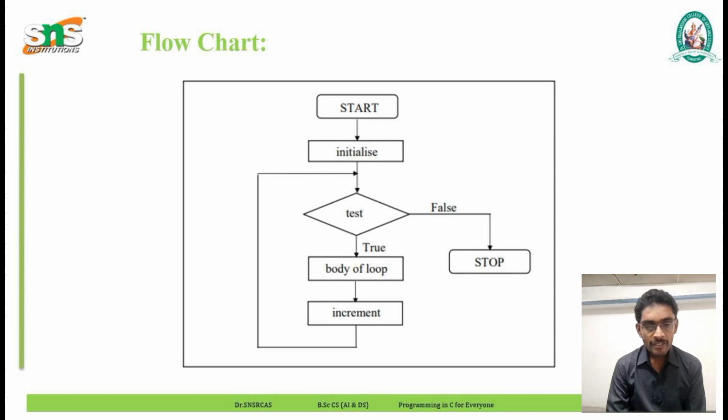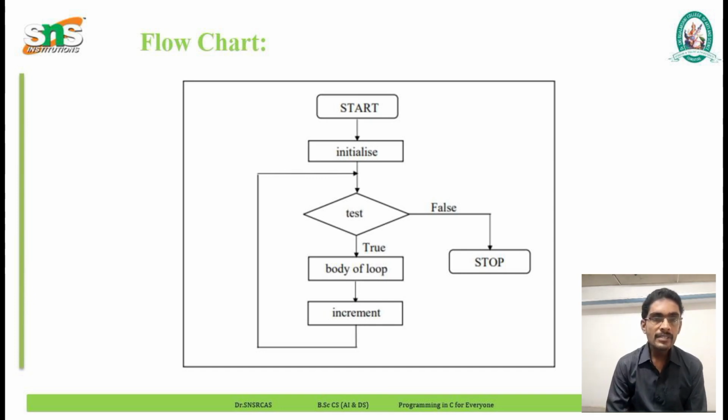Once the body of the loop is executed, the control switches over to the increment or decrement section. Once the increment or decrement is done, again it goes to check the test condition. Again, if the test condition is true, the control goes to the body of the loop. If it is false, then it goes to the next step, which is out of the for loop. This will happen repeatedly until the test condition is false.